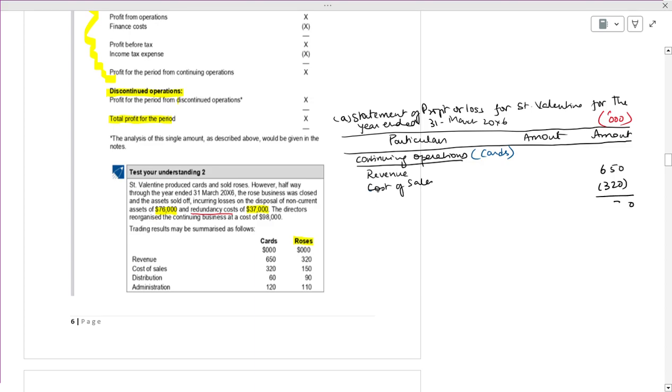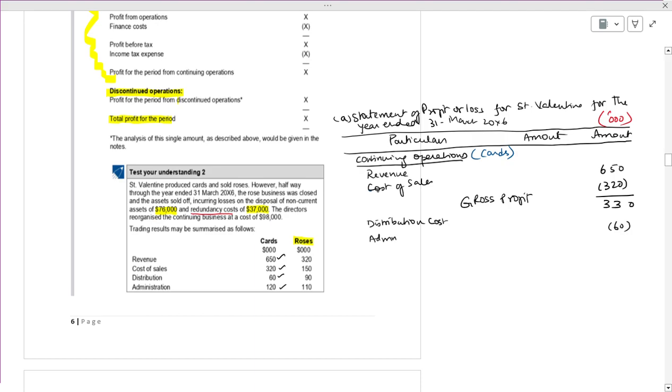330. Check. How much is the gross profit? Next, we are not doing anything here. Distribution cost, only for cards. We have taken 650, we have taken 320, 60 and 120. Administration overheads are how much?